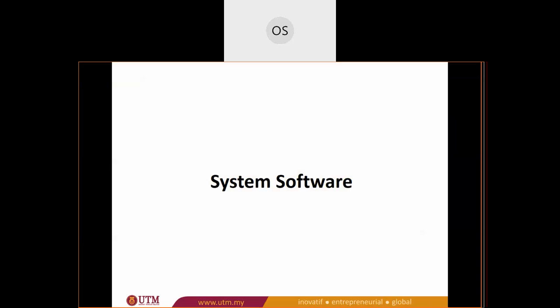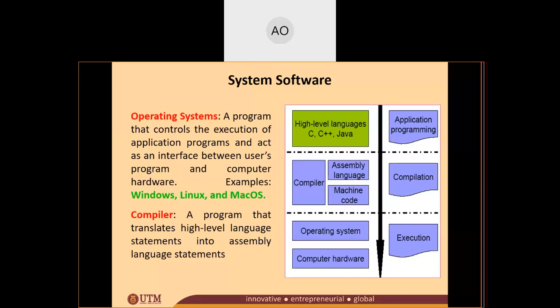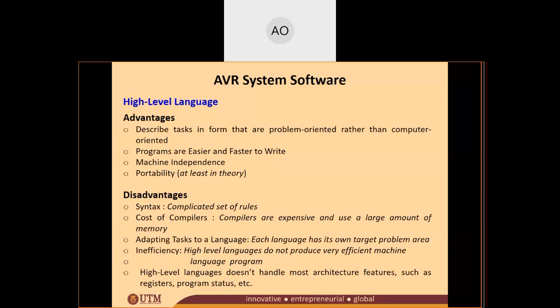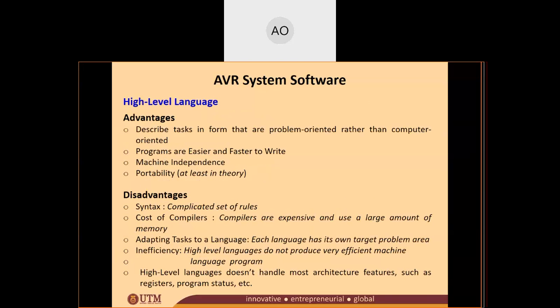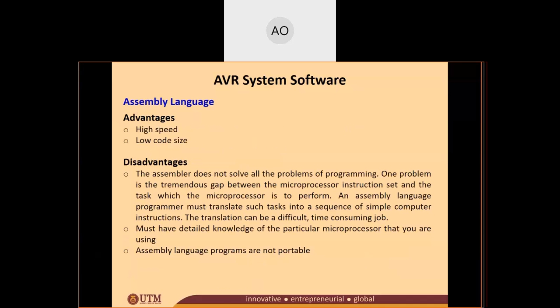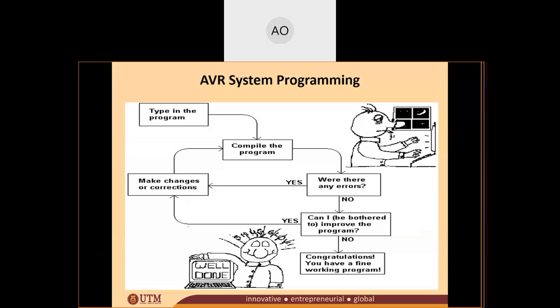For the first few slides, I will skip this one here. You can read it on your own. This one also you can read on your own, because this is only an overview of the AVR System Software. It covers what is machine language, what is assembly language, what is the high level language, and the disadvantages of high level language, assembly language, and machine language, etc. And for the AVR system programming, this one also you can read on your own.